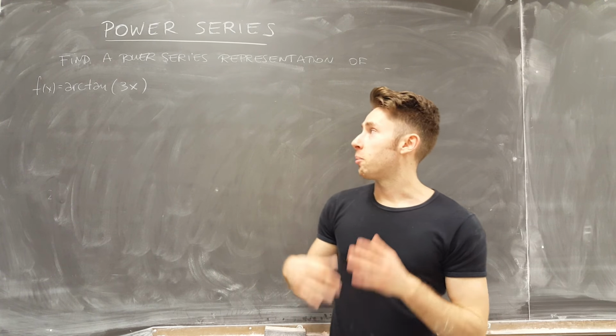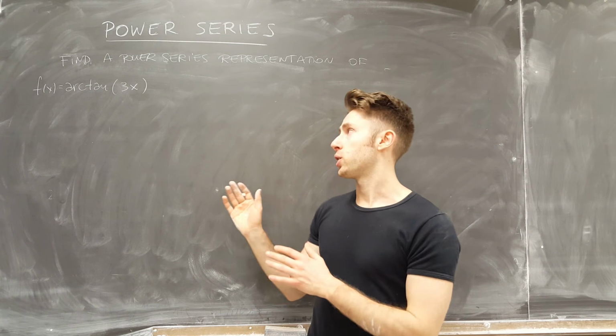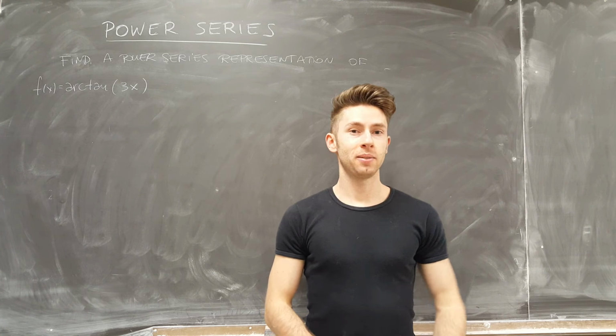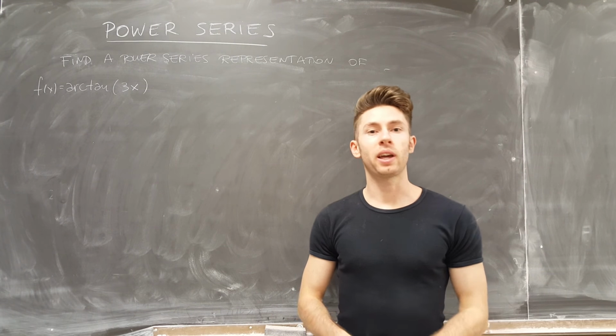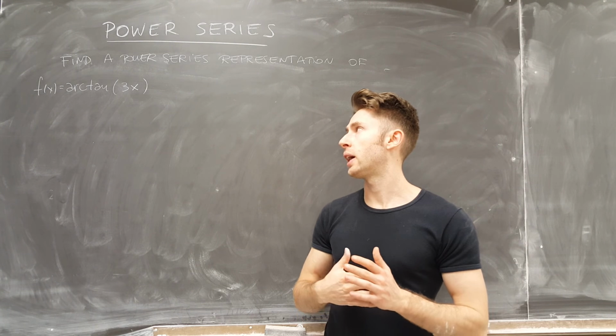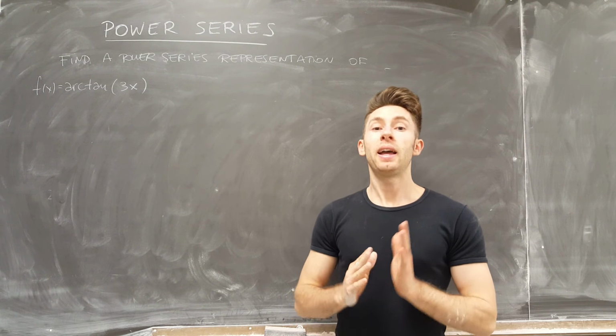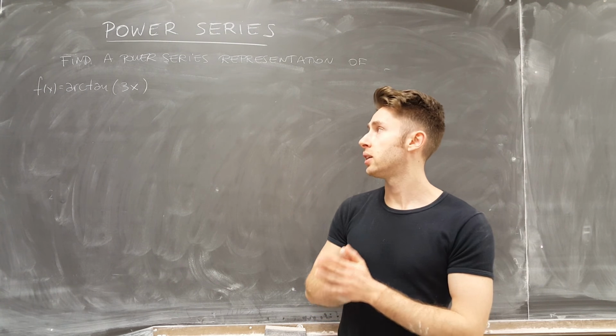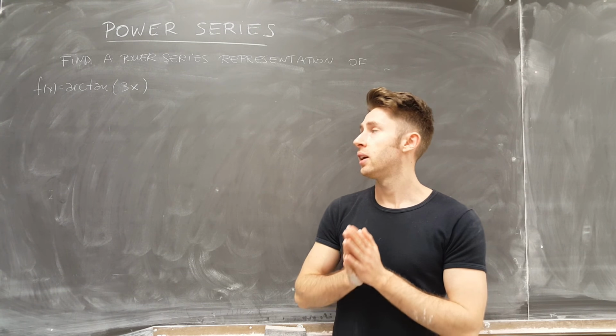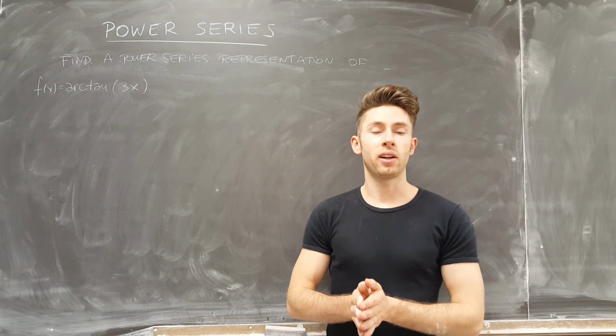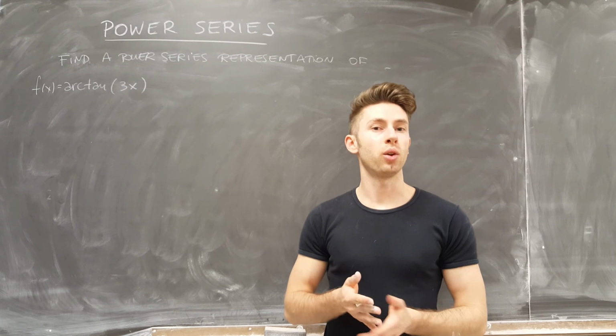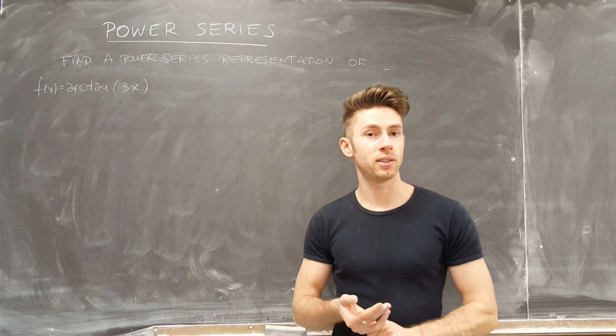So we're asked to find a power series representation of the function arctangent of 3x. So let's think if we can reduce it to a geometric series. And yes, we can, because arctangent is the integral of a function that looks like the sum of a geometric series.